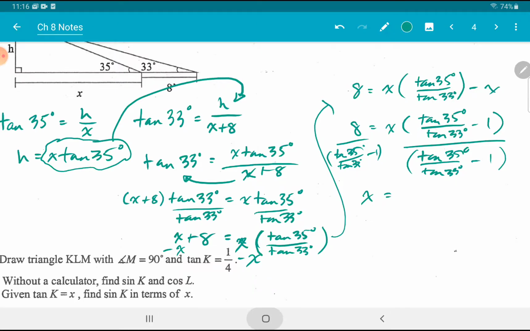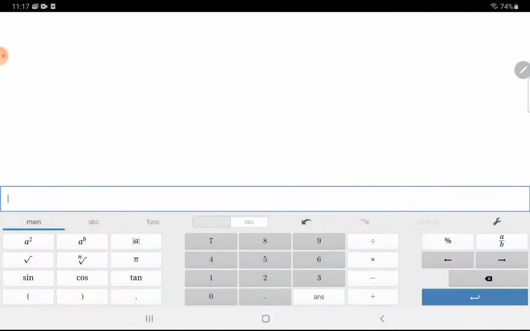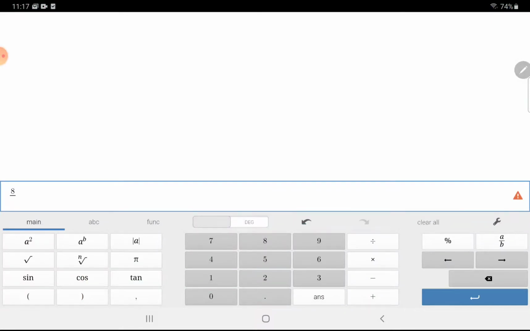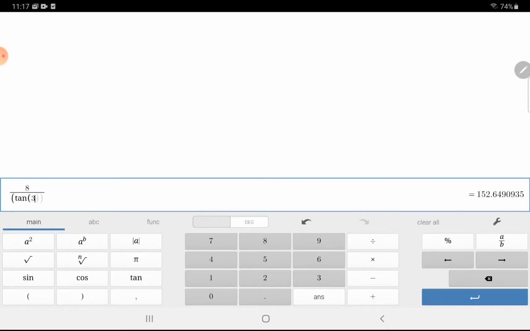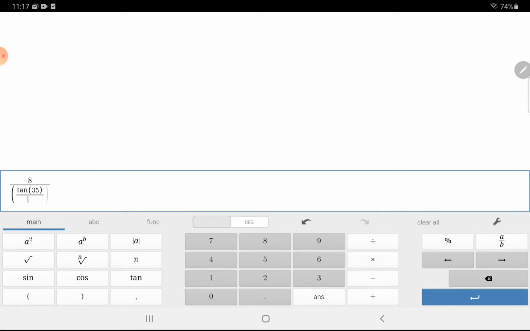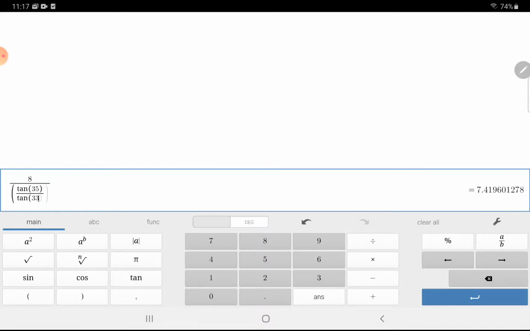Let's go ahead and get our calculator open. If I recall correctly, what we're doing is 8 divided by, and then we need a parenthesis. Remember, your calculator should be in degree mode. I'm toggling it on and off because I can't really show it, but I want to make sure my calculator is in degree mode. Now I'm entering tangent of 35 degrees, divided by tangent 33. Remember, this is in degree mode. Then I'm going to move over and subtract 1.